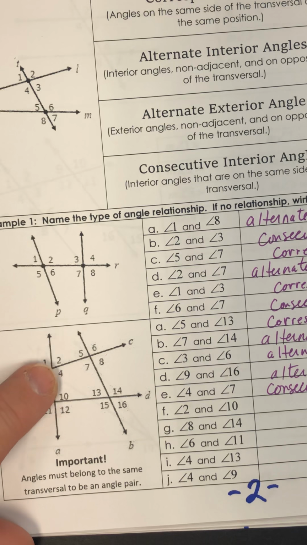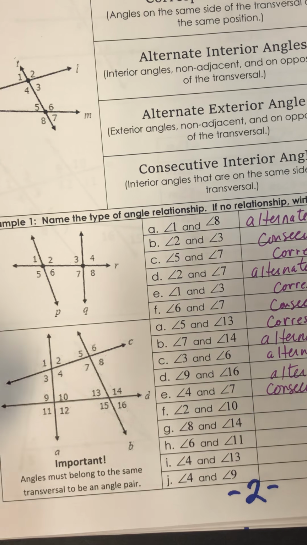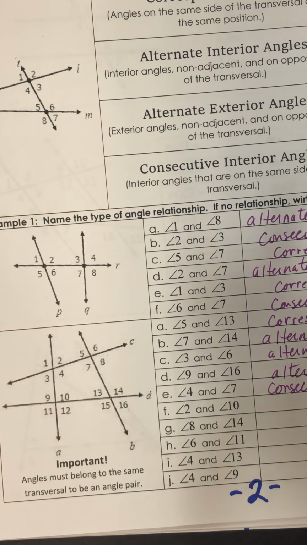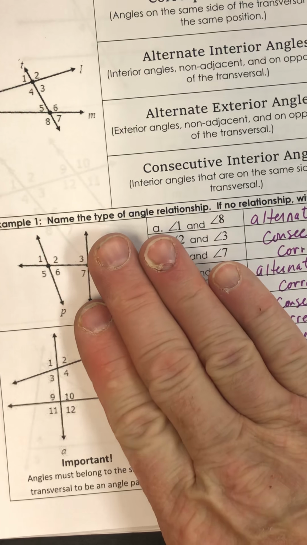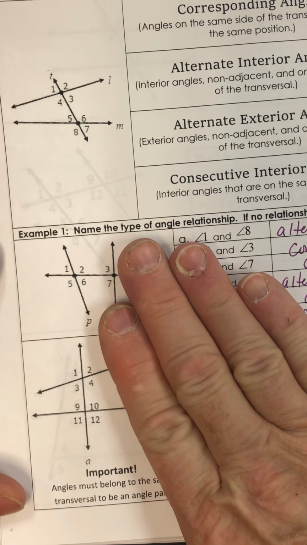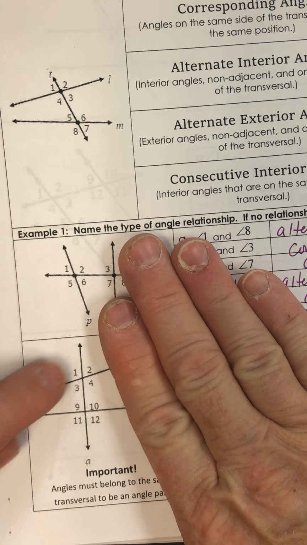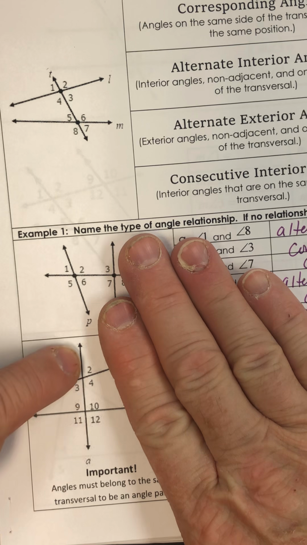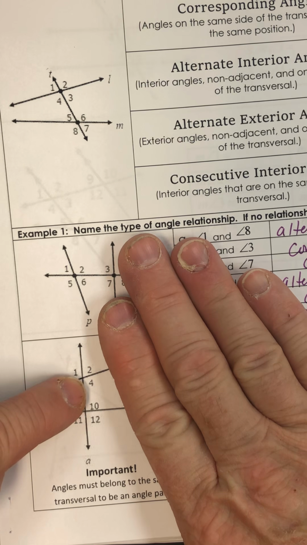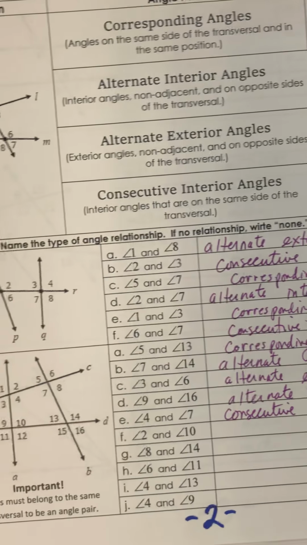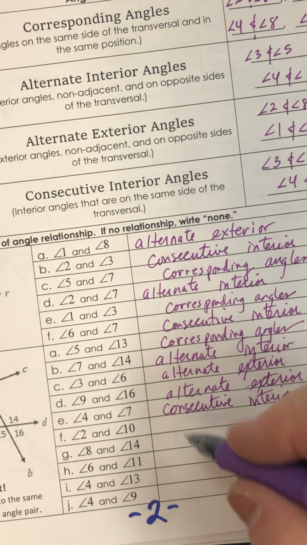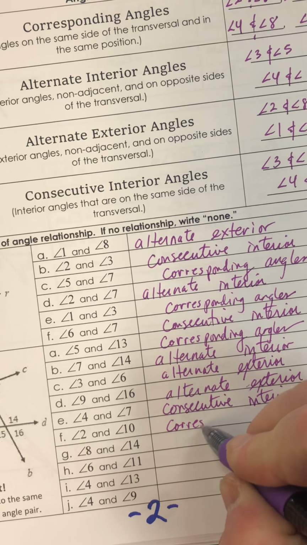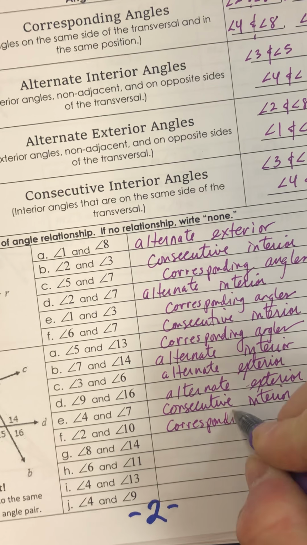Okay. What's next? 2 and 10. So I have 2 and 10 right here. So eliminate those. 2 and 10, they're in the same position along the transversal. So that would be corresponding. So we'll write that in. Corresponding angles.